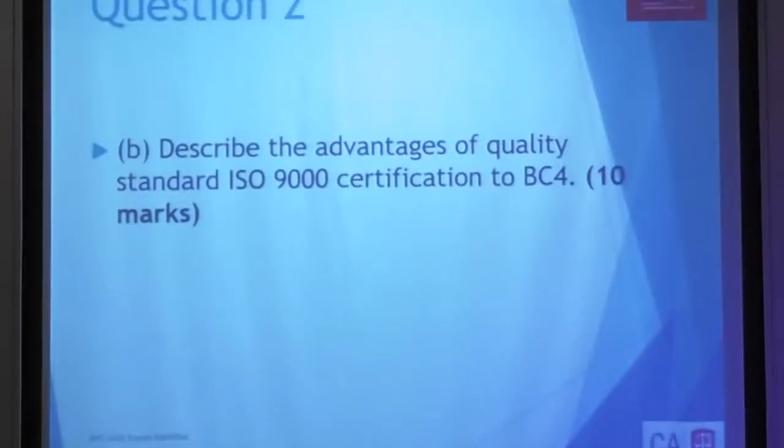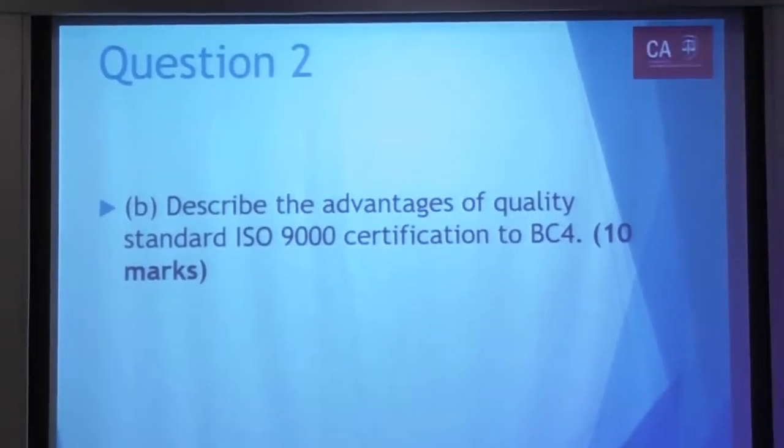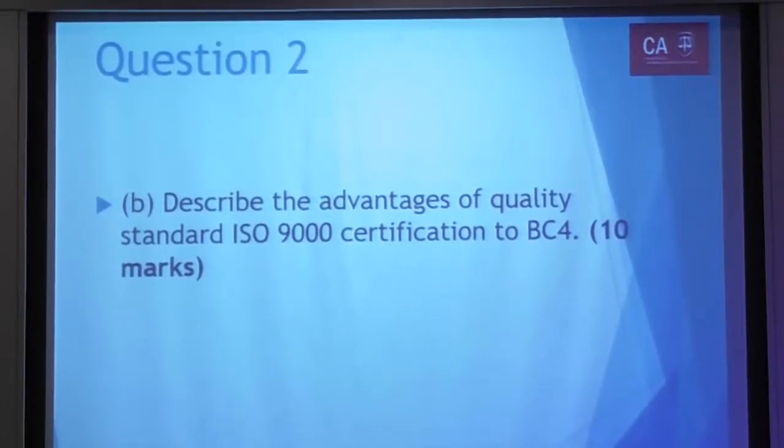So let's look at question number 2. This is part B. Describe the advantages of quality standard ISO 9000 to BC4. Now guys, if you got this on the exam day and if you were asked to construct the answer, if you just brain dump what you get in the textbook, such as it will improve the production process, it would reduce takt times, or it would minimize the waste, quality will improve. Those are some general points.